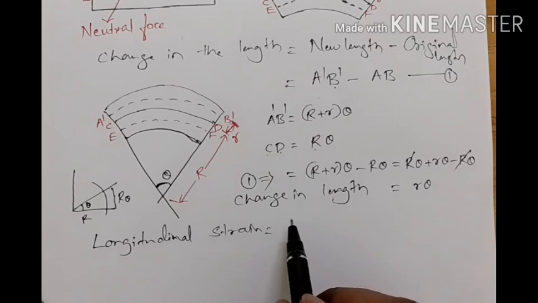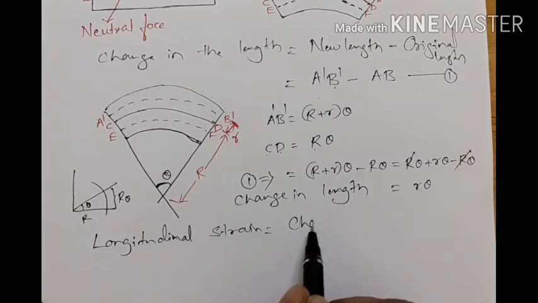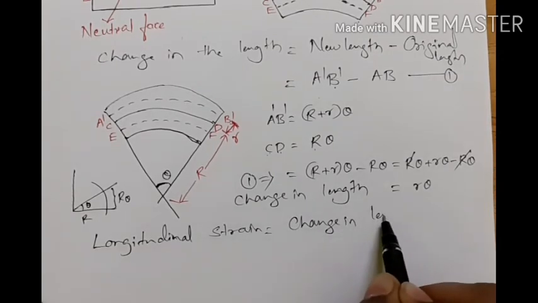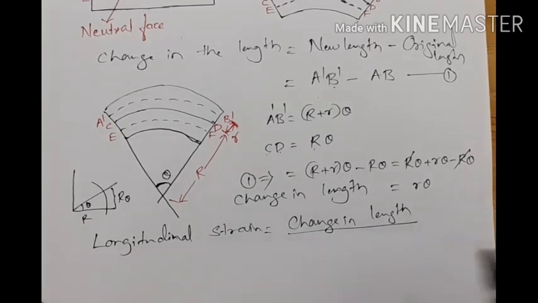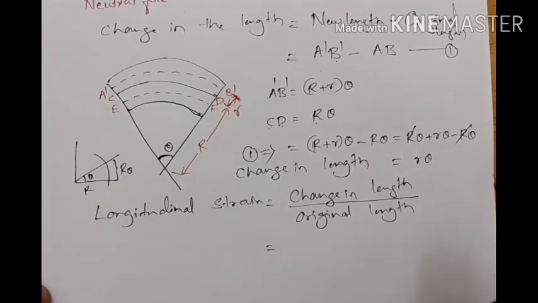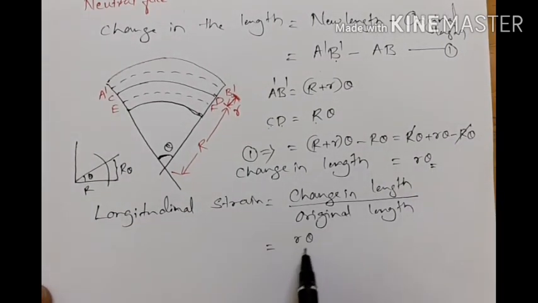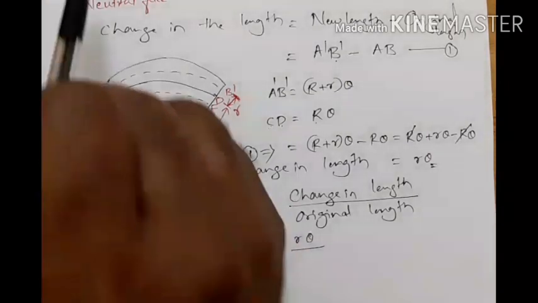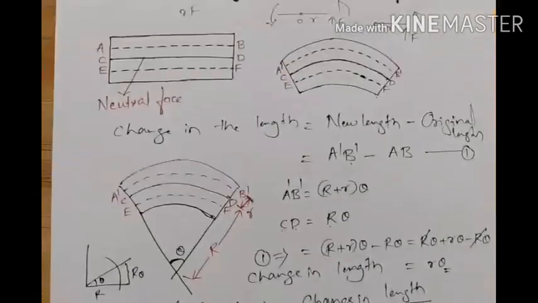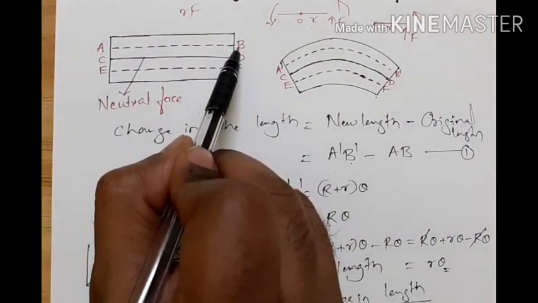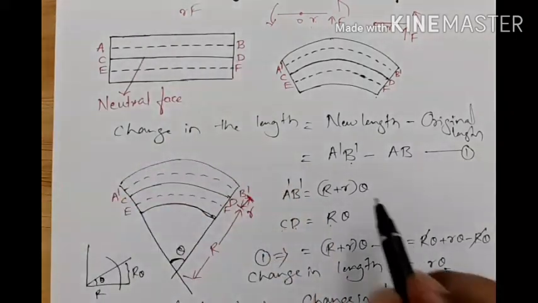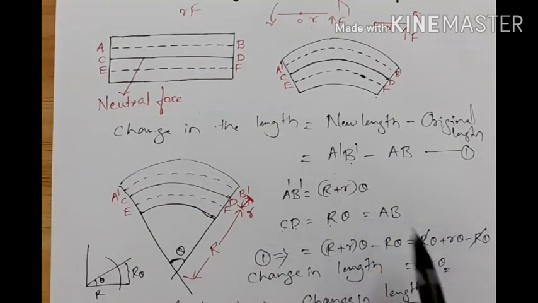Longitudinal strain is equal to, what is the definition? It is change in length divided by original length. Okay, so what is the change in the length? Change in the length is this, that is r theta, divided by the original length, which is AB. So AB is equal to CD, so I can take it as it is AB.